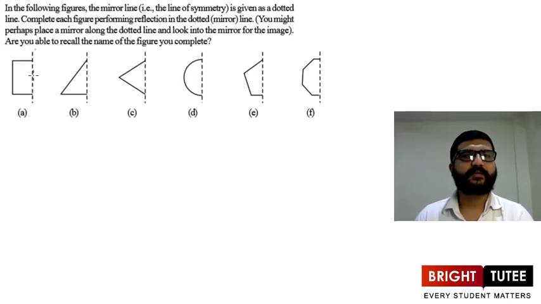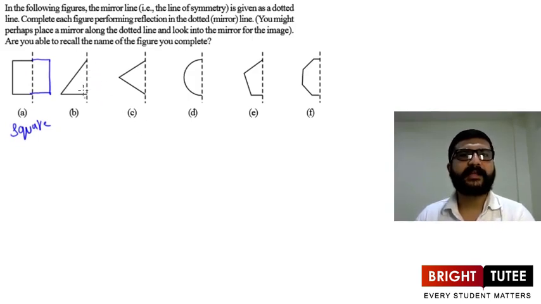Here this one is the dotted line. So if we draw a reflection of this figure along this dotted line, we will get something like this. So this is the figure we are getting after making the reflection of this half figure along the axis of symmetry. Now what kind of figure is it? It is a square.